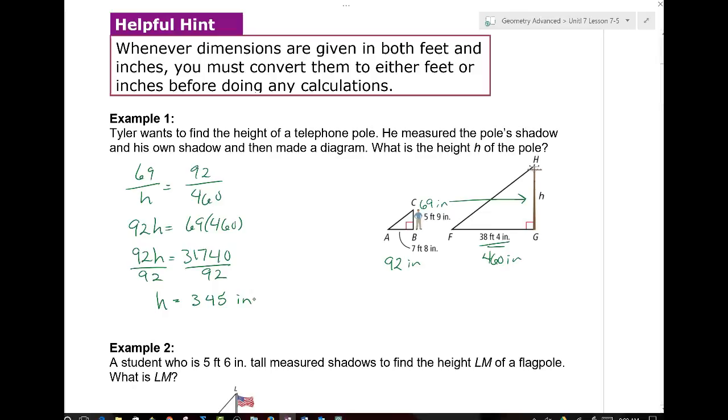All right, convert that to feet. What is the easiest way of converting that to the feet? Isn't that going to end up being using your fraction key on your calculator? I'm going to take 345 and put that over what number? 12. After you do that, can you change it to a mixed number?